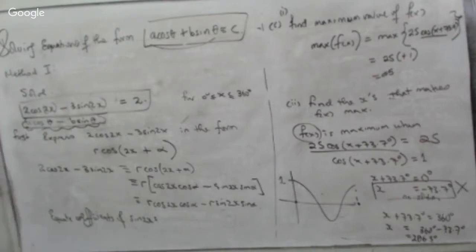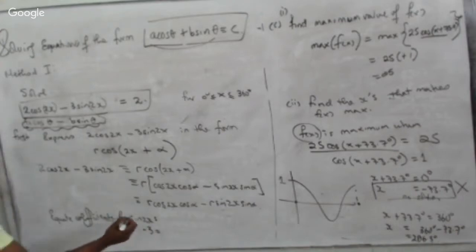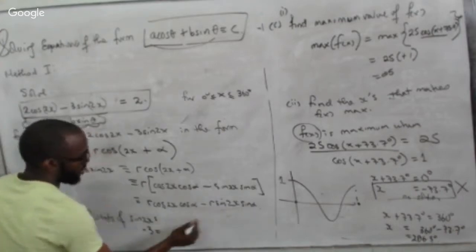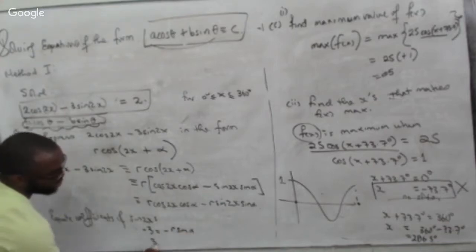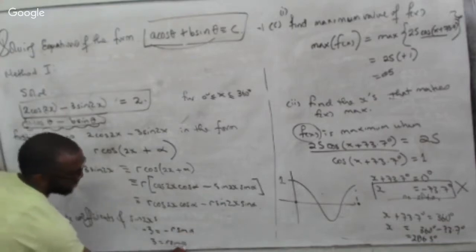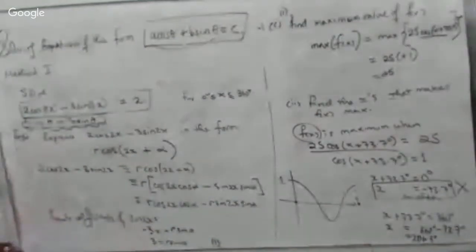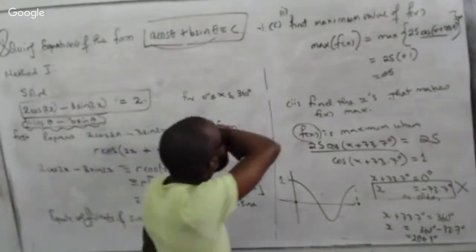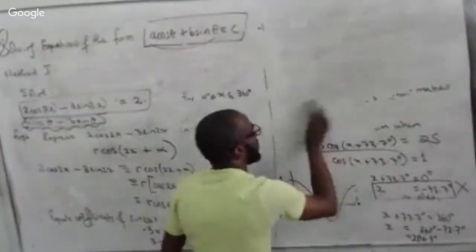So in this case, what multiplies sine 2x on this side? Can you see this minus 3? What multiplies sine 2x on this side? Minus r sine alpha. So in this case, 3 is equal to r sine alpha. That's equation 1. Everybody following me so far?